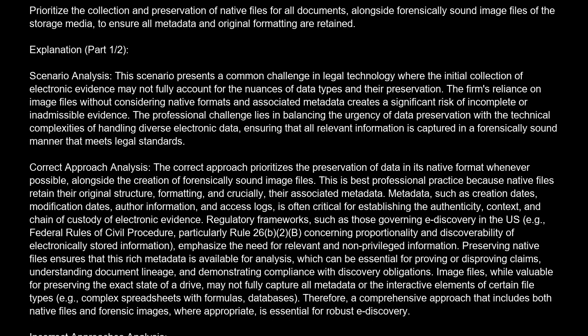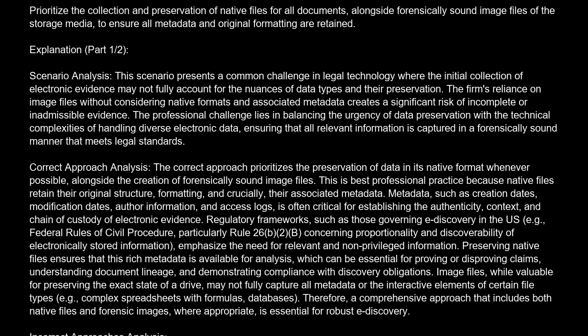Regulatory frameworks, such as those governing e-discovery in the U.S., e.g., Federal Rules of Civil Procedure, particularly Rule 26(b)(2)(B), concerning proportionality and discoverability of electronically stored information, emphasize the need for relevant and non-privileged information. Preserving native files ensures that this rich metadata is available for analysis, which can be essential for proving or disproving claims, understanding document lineage, and demonstrating compliance with discovery obligations.